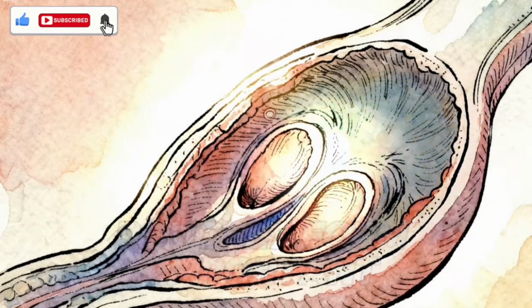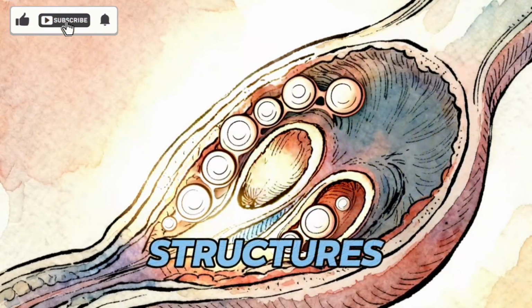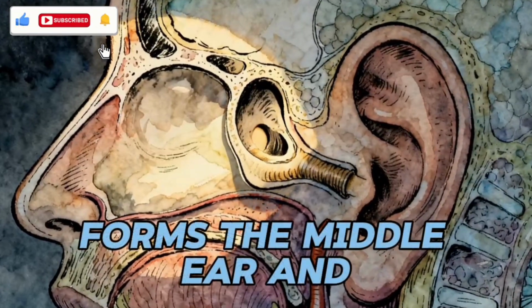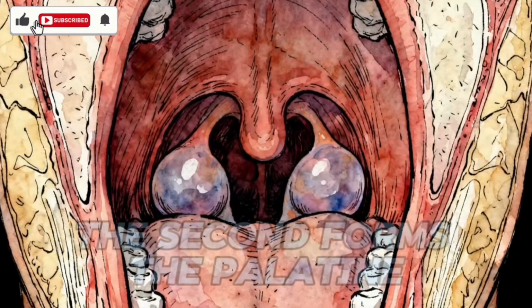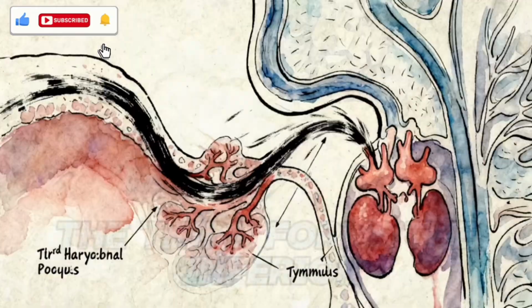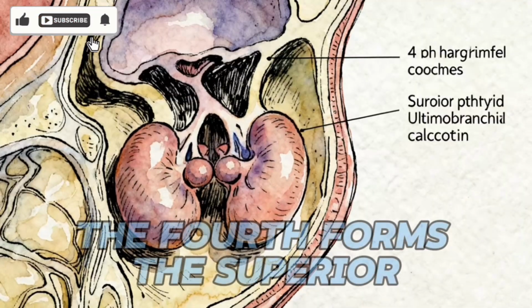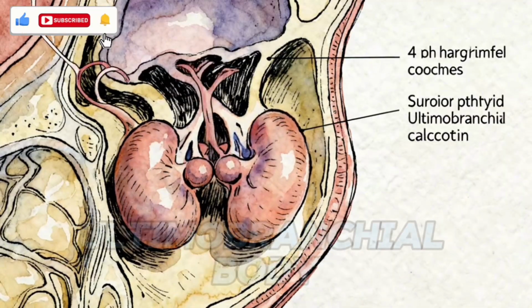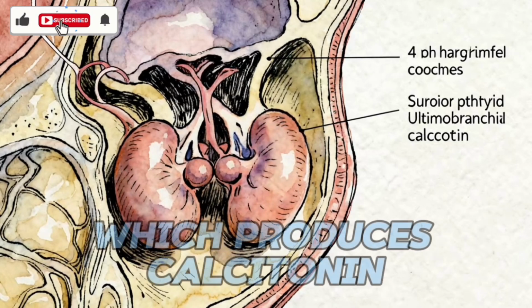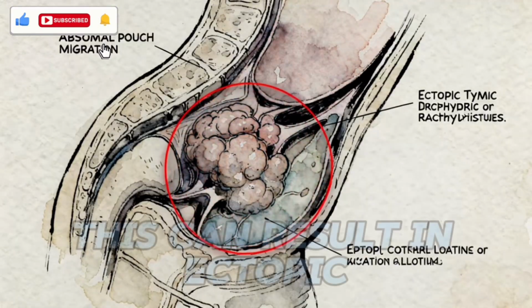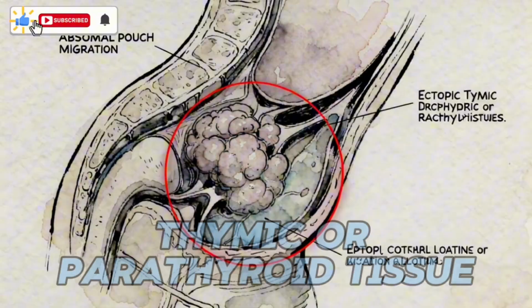The pharyngeal pouches form important structures. The first pouch forms the middle ear and pharyngotympanic tube. The second forms the palatine tonsils. The third forms the inferior parathyroids and thymus. The fourth forms the superior parathyroids and the ultimobranchial body, which produces calcitonin. Clinically, this can result in ectopic thymic or parathyroid tissue.